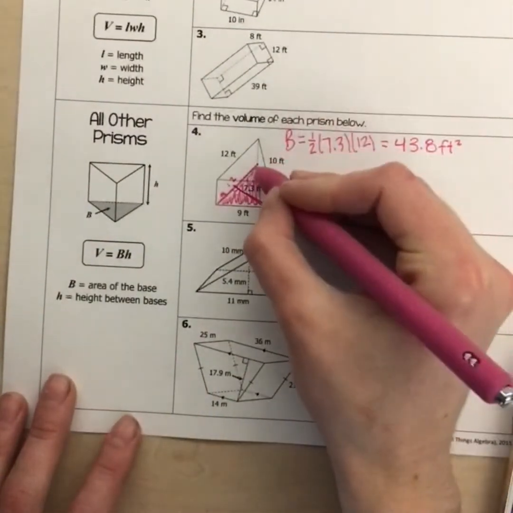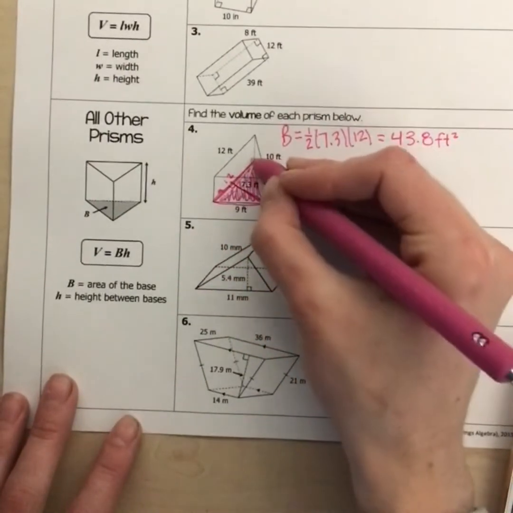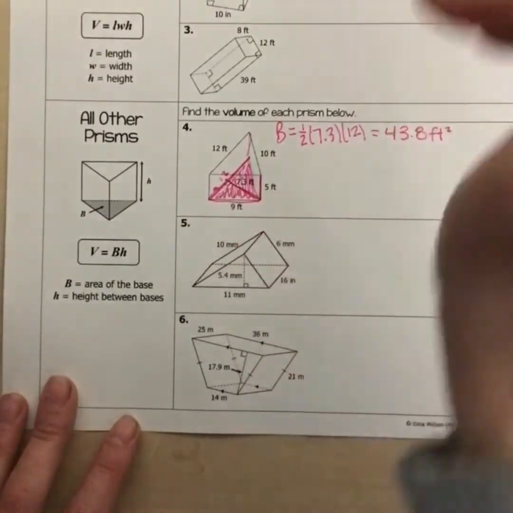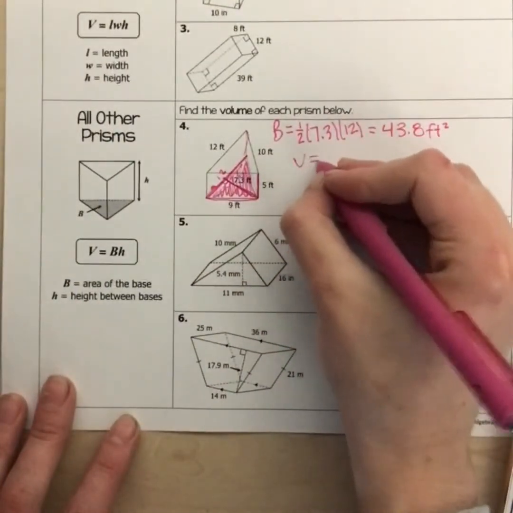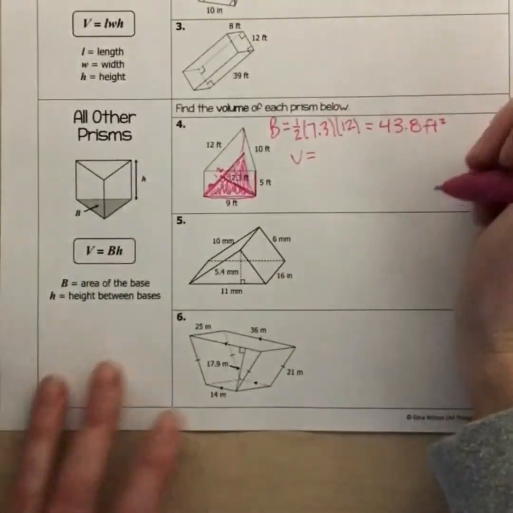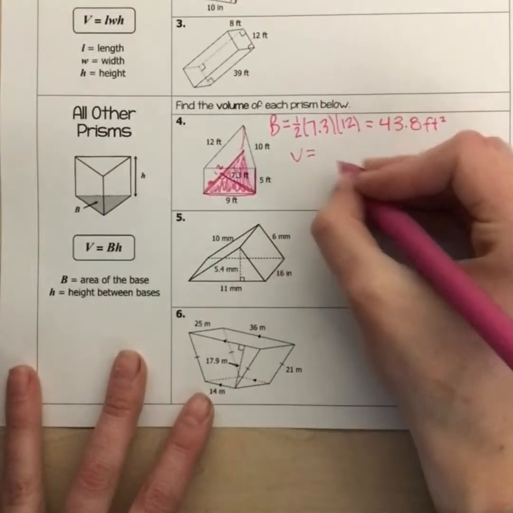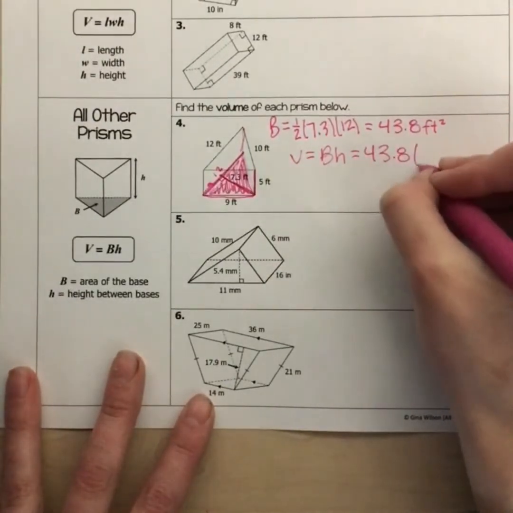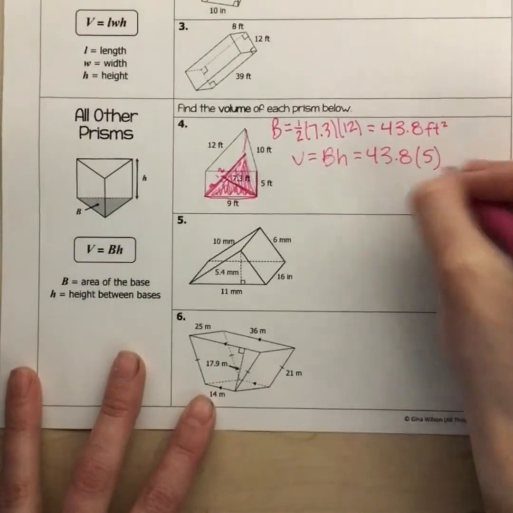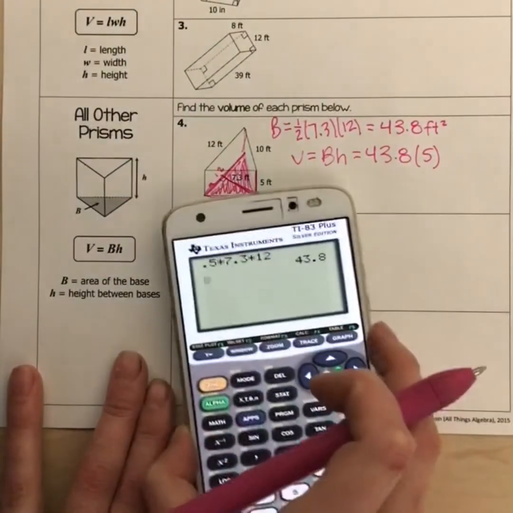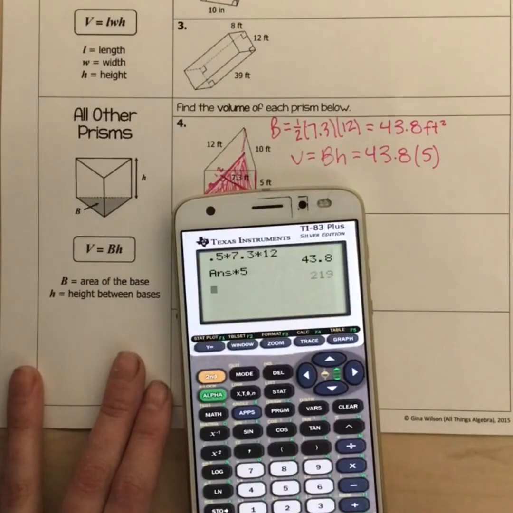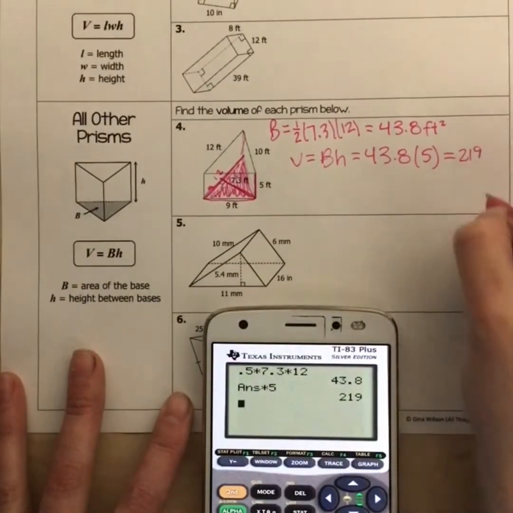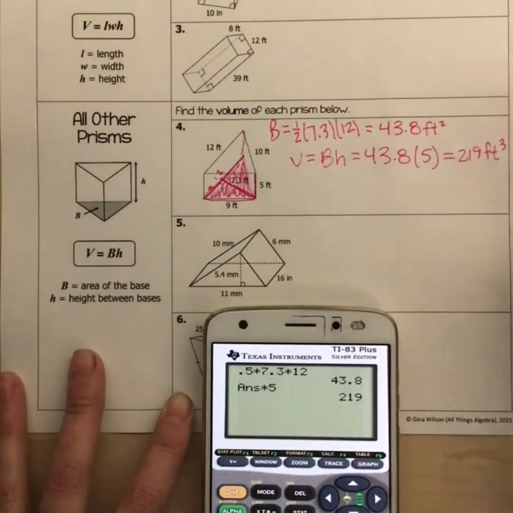So we know that it follows this shape the whole way up, and we know that it needs to fill 5 feet high. So that's where we get our volume equation from here. And so our volume is base times height, which is 43.8 times 5. Taking that 43.8 times 5, we would get 219. And remember, volume is always feet cubed.